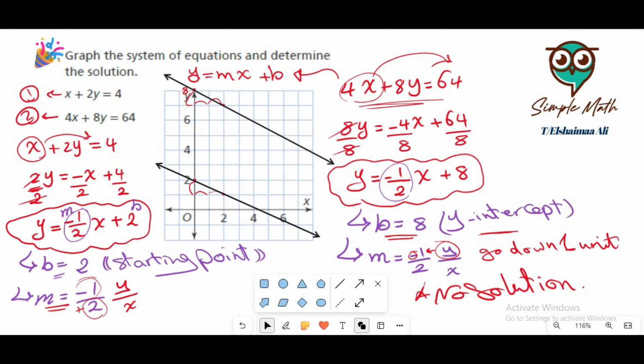And we can also figure that if we have the same slope for both linear equations, it means that we have no solution for that system of equations.